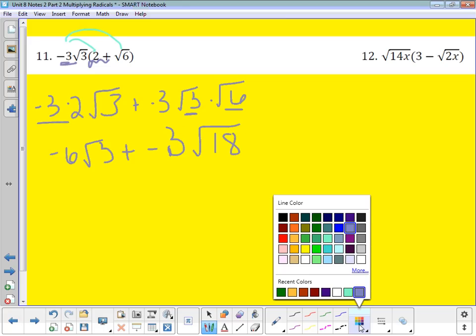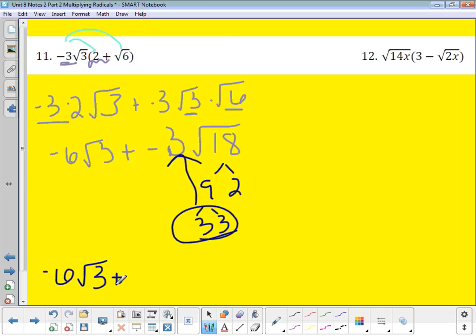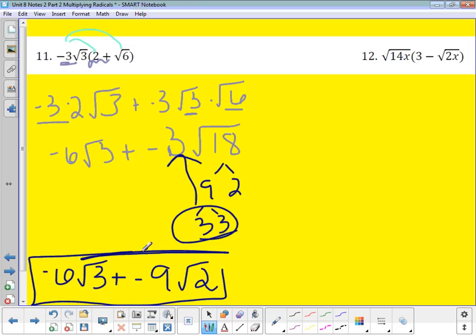So the last thing I need to do here is split this up into pairs. So this is the same as 9 and 2, and 3 and 3. So I can pull a pair out of 3's. Don't forget to multiply it by that original 3. So I get negative 6 square root of 3 plus a negative 9 square root of 2. And I got the 9 by multiplying the negative 3 times the pair of 3's. So this right there is your final answer.